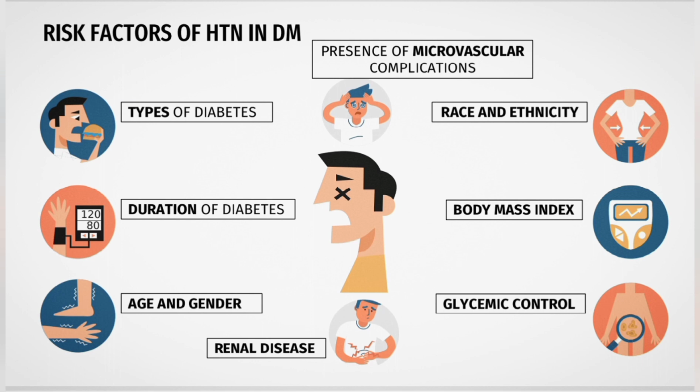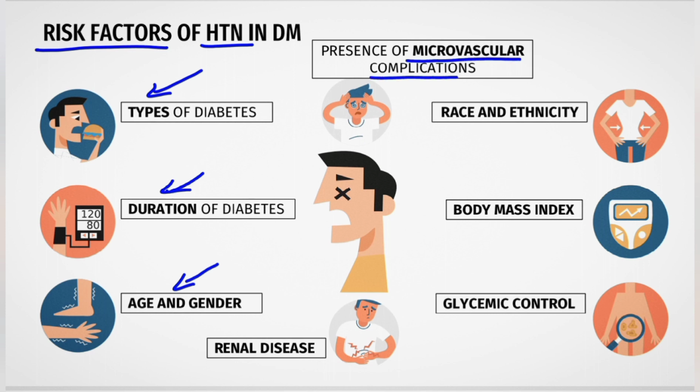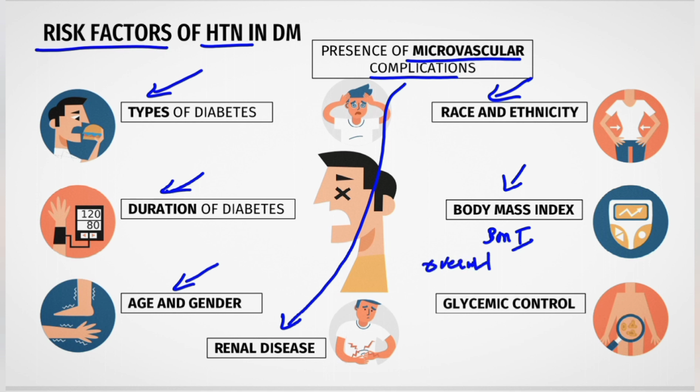Now let's discuss the risk factors of hypertension in diabetes mellitus. Development of hypertension in diabetes depends on the type of diabetes, the duration of diabetes, the age and gender of the person, the presence of any microvascular complications such as renal disease, and the race and ethnicity of the person. The body mass index, BMI, based on which we label a person as overweight or obese, is also an important risk factor. Apart from that, inappropriate glycemic control is also a major risk factor for development of hypertension in a patient with diabetes.